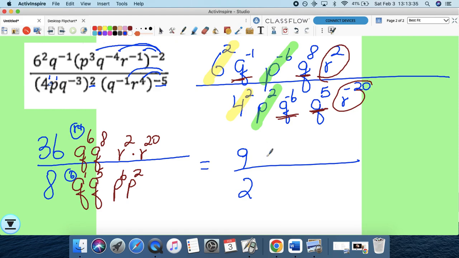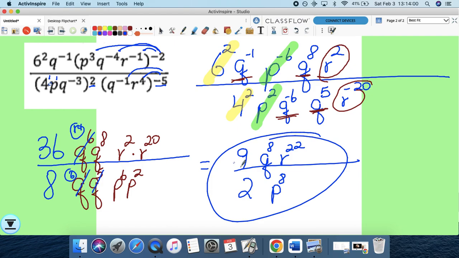So we're going to have some leftovers in the numerator, and that's going to be a total of 8. Right? Because remember, this Q to the 1st, Q to the 5th, and Q to the 6th can all simplify. And I'm left with Q to the 8th power in the numerator. R's, well, there's nothing in the denominator, so I can just add the exponents of these two, R to the 22nd. P to the 6th times P to the 2nd is P to the 8th. There you go.